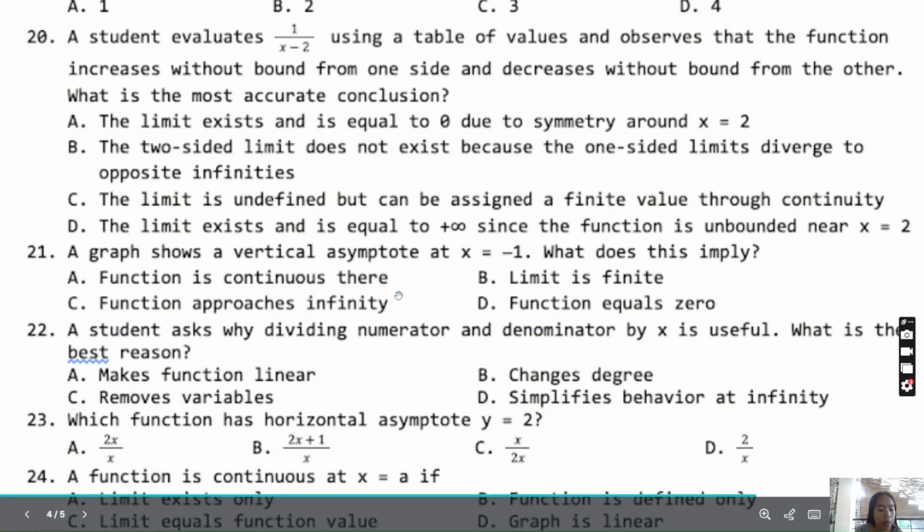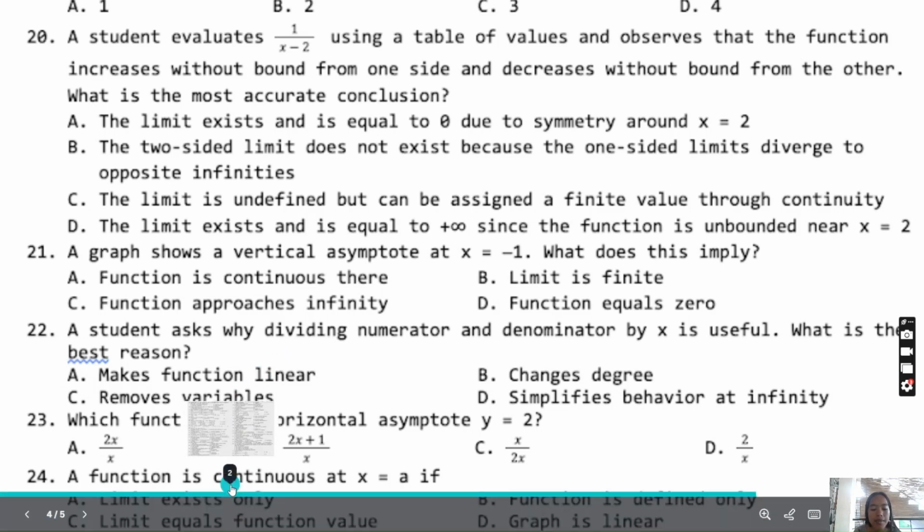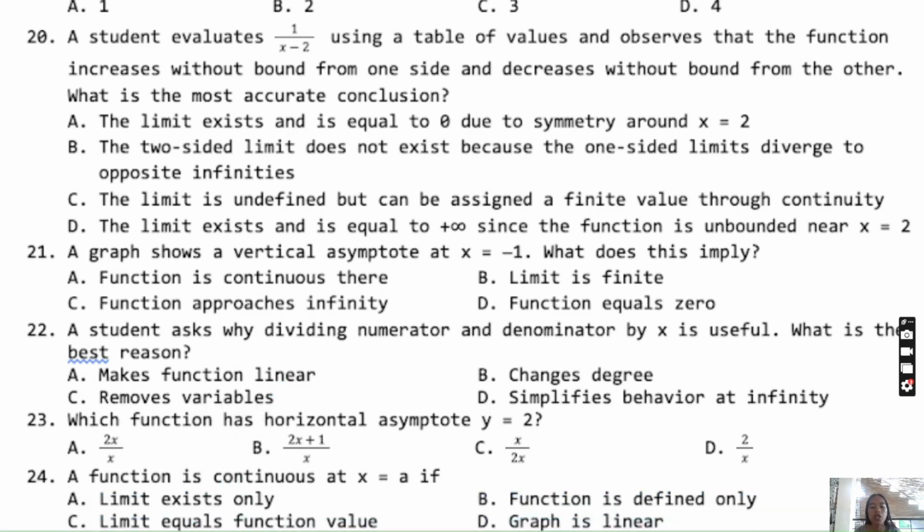So we are now in number 23. Which function has a horizontal asymptote of y is equal to 2? So the correct answer is letter B, 2x plus 2 over x plus 1. Because when the degrees of the numerator and denominator are equal, the horizontal asymptote is the ratio of leading coefficients. So here it is 2 over 1, which is equal to 2. That is why our answer is letter B.